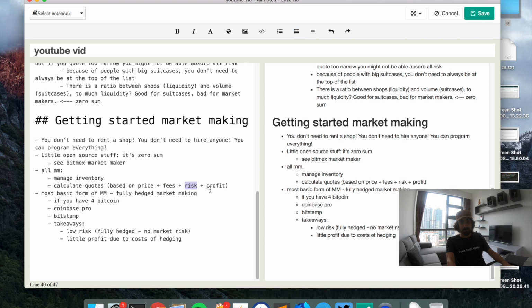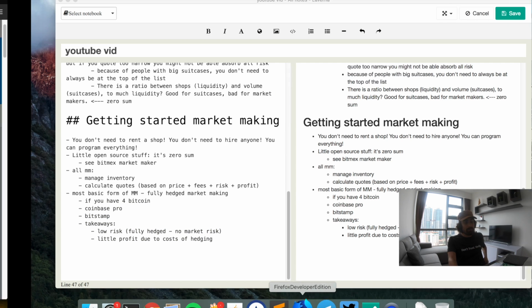There's risk, which if you do hedged market making, is already baked into the price, except for execution risk, which is a bit technical, won't go into that. And then at the end of the day, you want to make some profit. So that's a very simple quoting strategy. You put that into your bot, and then your bot would run this calculation every second, and then adjust the quote at the market, and that's a very simple strategy.